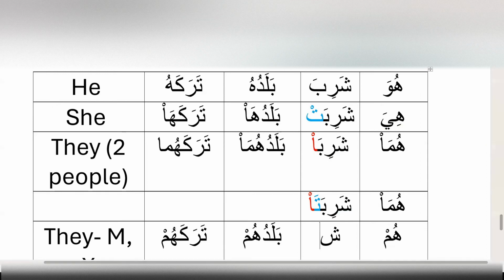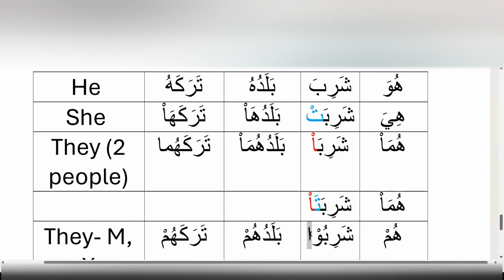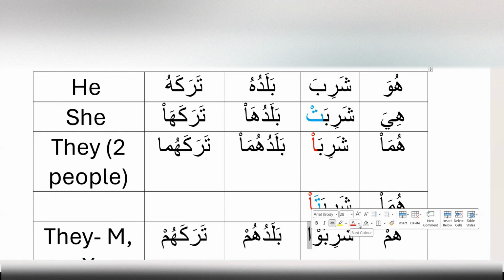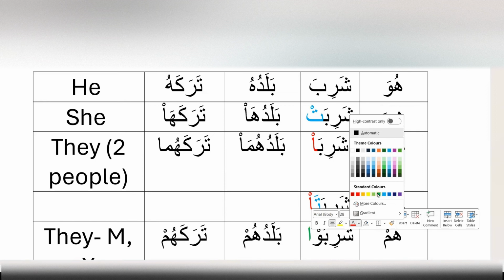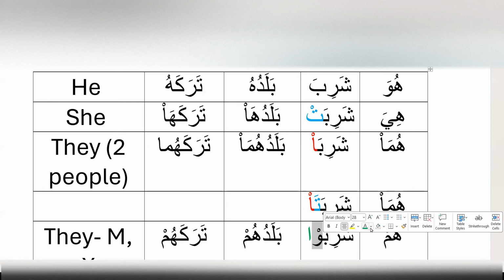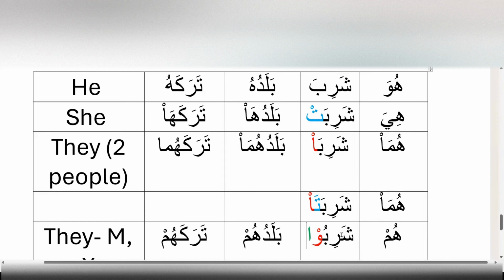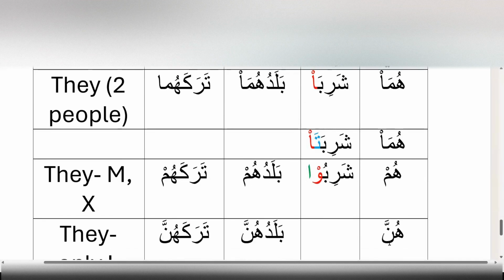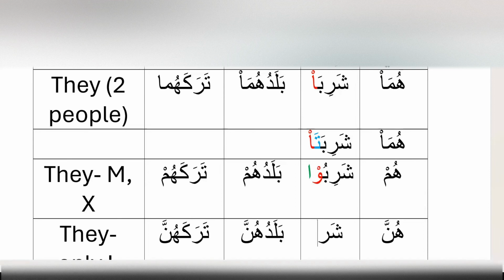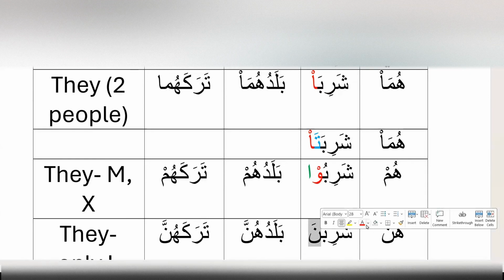Then I have هم شربوا. This one is just for writing. I'll also talk about it later. I have also another color. So the last letter I don't pronounce. The pronoun is here, this one. هم شربوا. They drank. And هن شربن. Okay. The pronoun is here.